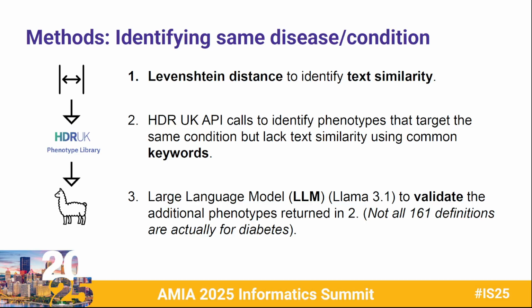As I alluded to before, through the fact that when I search for diabetes, I get 161 definitions, what we saw here is just because a keyword appears in the existing metadata of a phenotype in the HDR UK library doesn't mean it's necessarily connected. We get, in other words, a lot of false positives. So the third step of this method to identify groups of phenotypes that target the same condition was actually to use a large language model to validate the phenotypes that were returned in step 2 here. So to check, look, this additional phenotype has this keyword, but is that because the keyword just happens to appear in the metadata, or is it actually a connected condition?